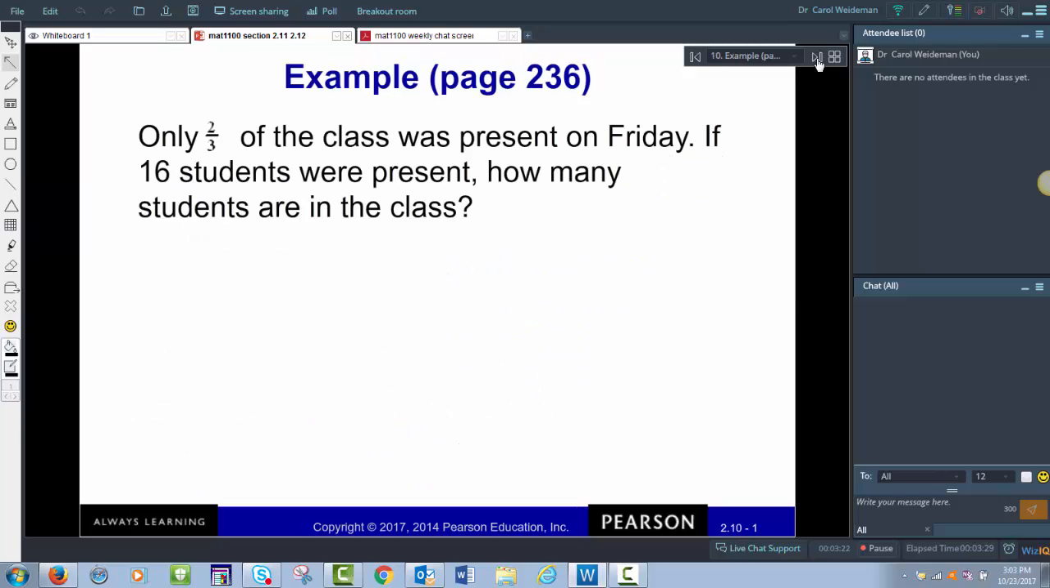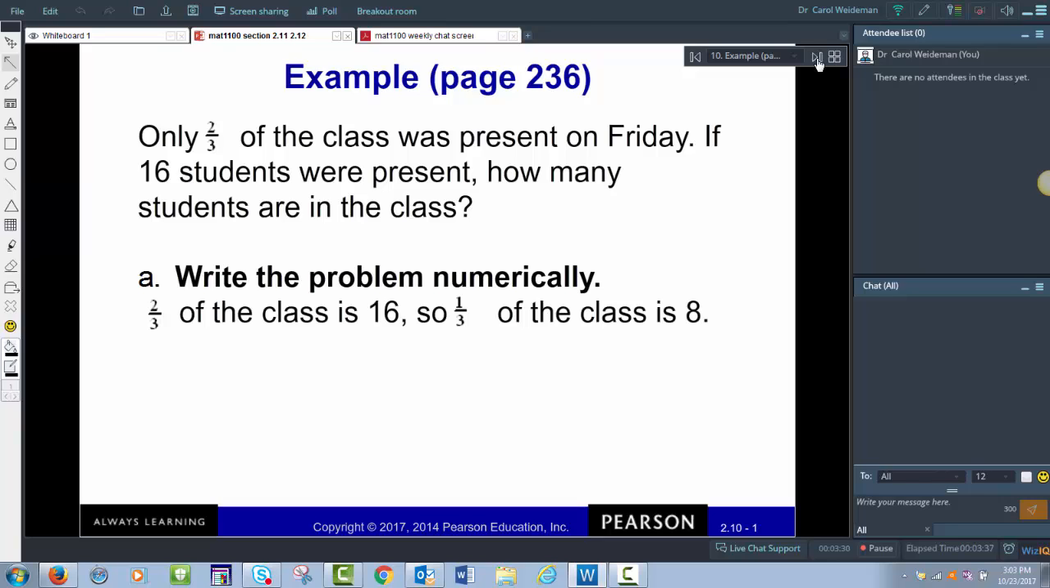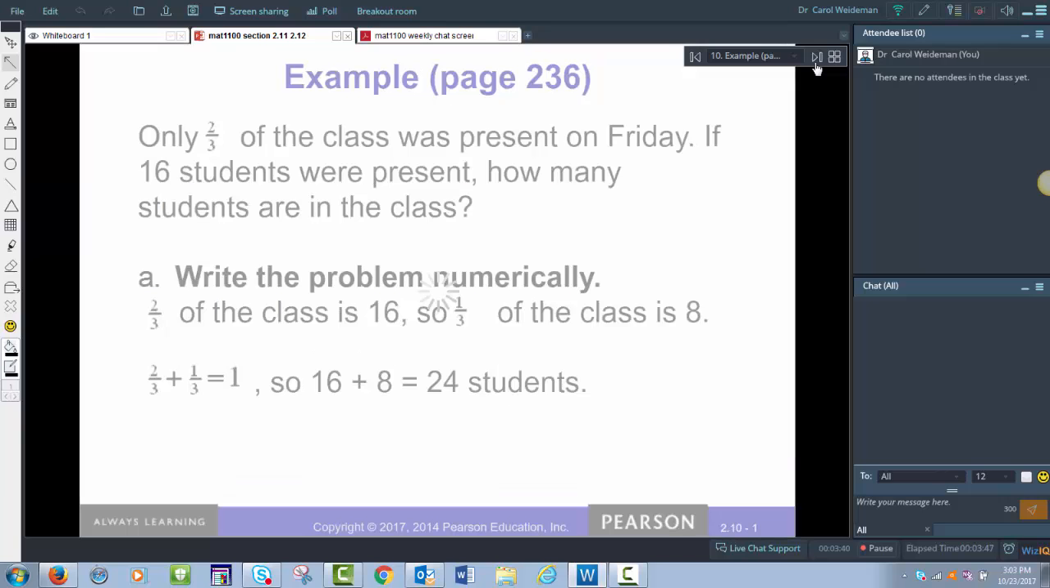Let's try another example. Only 2/3 of the class were present on Friday. If 16 students were present, how many students are in the class? Write the problem numerically. So 2/3 of the class is 16. So 1/3, which would be half of that 16, must be 8. So the total class size must be 24 students.